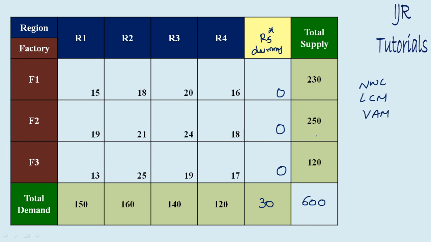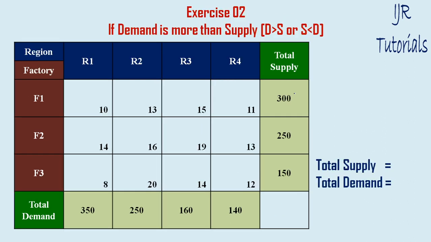Let us try one more exercise. In this case, again there are 3 rows and 4 columns. Again, before solving this problem, first check whether supply is greater than demand, supply equal to demand, or supply is less than demand. Here there are 3 supply factors, 300, 250 and 150. The total is 700 and the total demand is 350 plus 250 plus 160 plus 140, that is equal to 900.